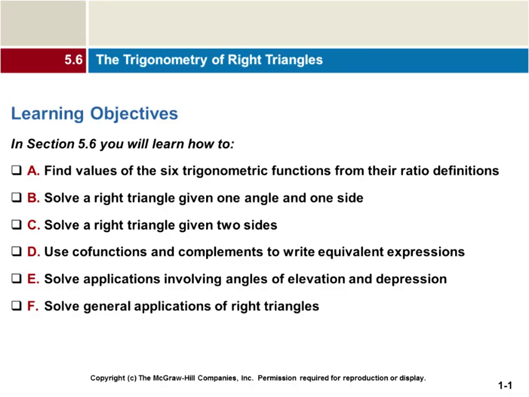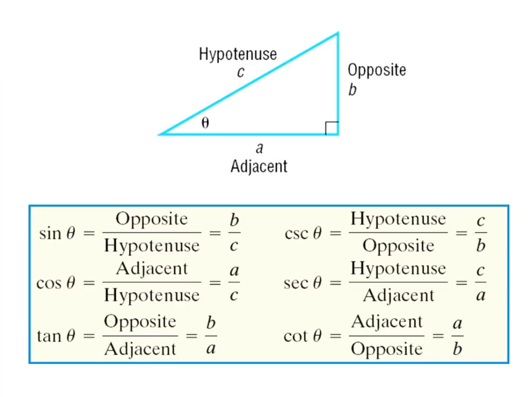So let's start with 5.6. I think the graphs are really pretty hard for the moment. So we're moving out of the graphs into other kinds of trigonometry. And here we have what most of you know as SOHCAHTOA. I think most of you learned this in high school. Of course, if you didn't, that's okay.